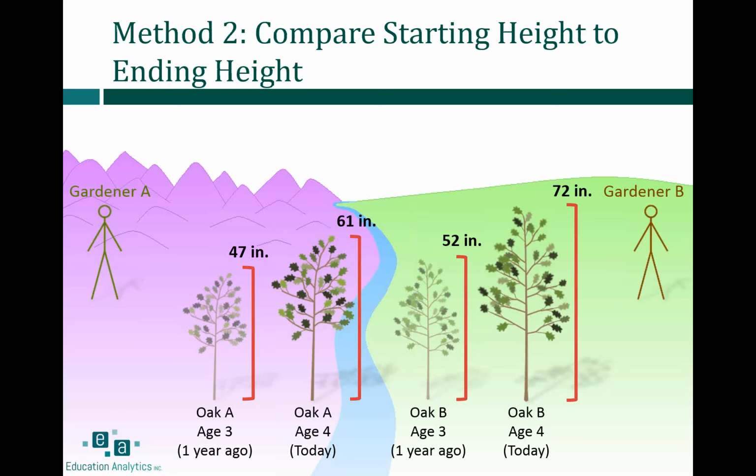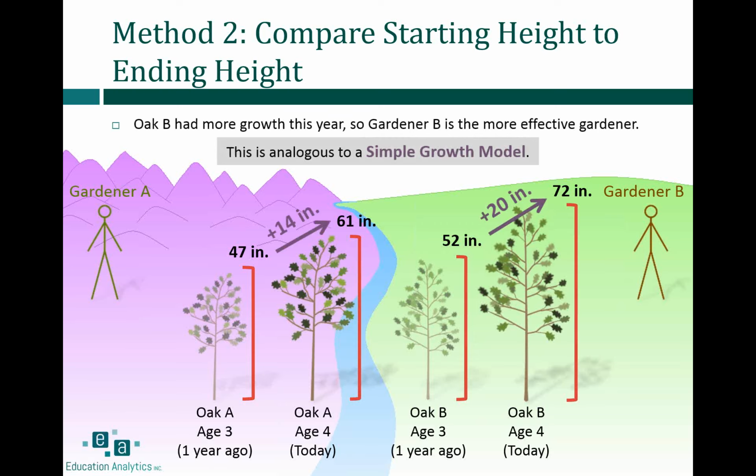So the second method we would do is compare that starting height to the ending height using just subtraction of these two heights. And if we use that method, which gardener looks like a more effective gardener? If we do that little mental math, we find out that gardener A's tree grew 14 inches during this past year, and gardener B's tree grew 20 inches. So if we were using this sort of method, it would still look like gardener B is the more effective gardener with that 20 inches of growth. That's analogous to using a simple growth model of subtracting either heights or test scores from 1 year to the next. That's a simple growth model.